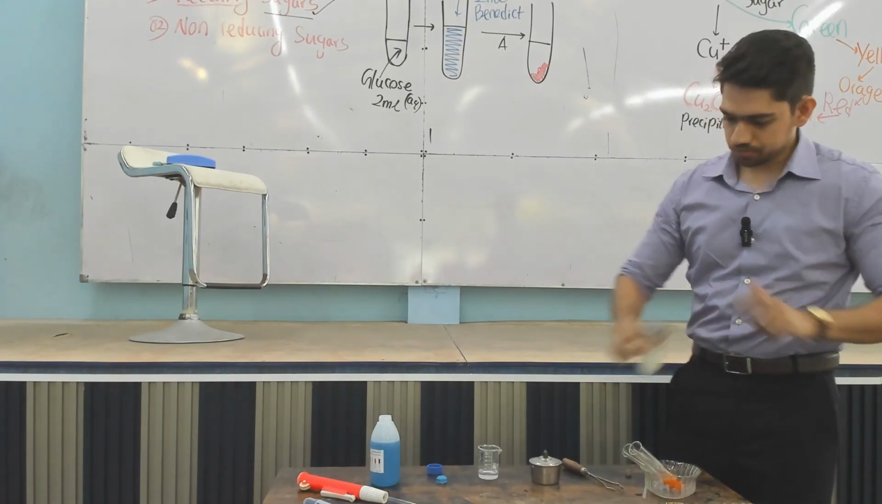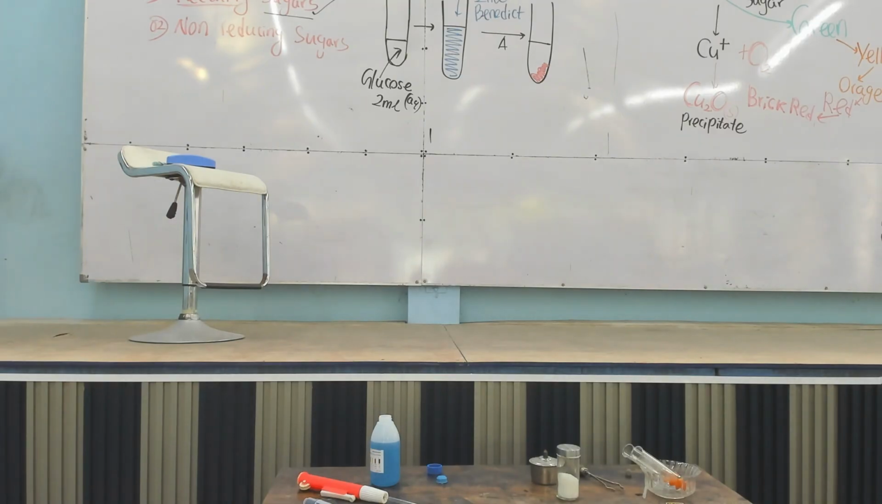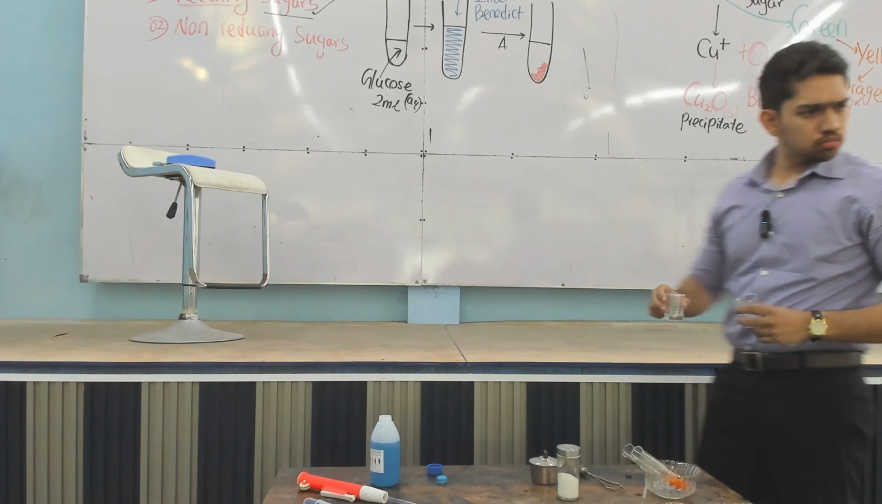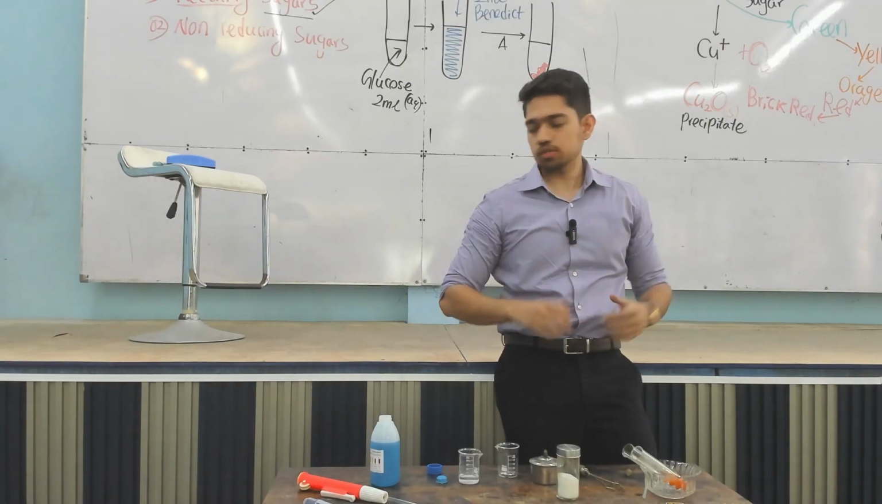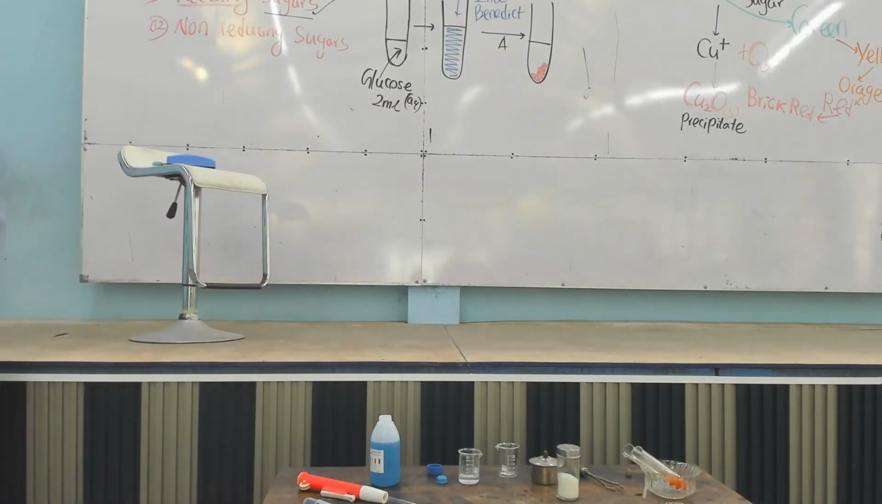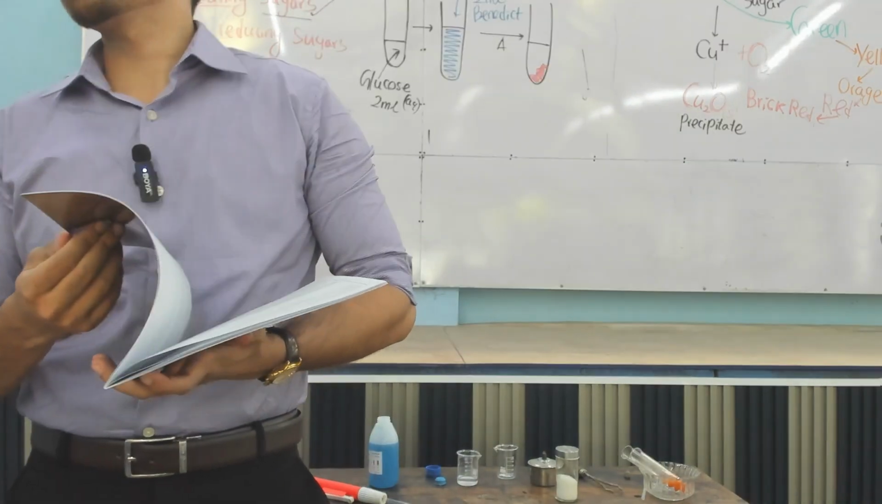So we don't need the glucose solution anymore. Oh yeah, I have 3 beakers. So in order to do this, what needs to be done? What needs to be done here to identify non-reducing sugars? You take a non-reducing sugar and you add an acid and then you heat it. Then the solution becomes acidic.